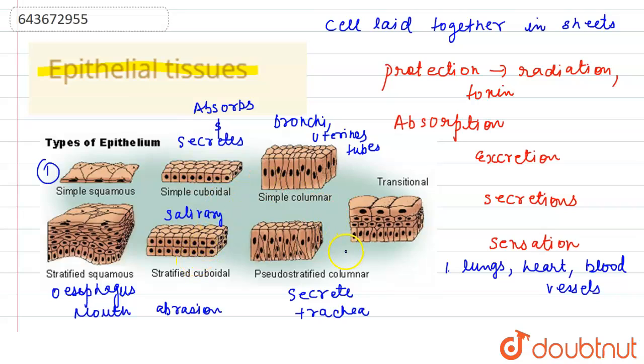Now if we talk about the transitional here, they are the ones which line the bladder, because they have to contract as well as relax here. So there's a transition in their state, and they allow the urinary organs to expand and stretch here.